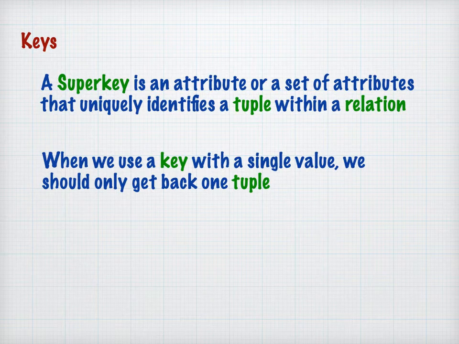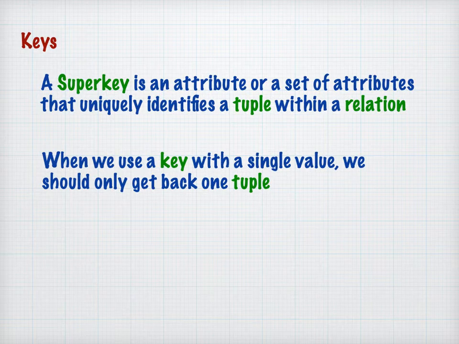And the definition of a superkey is an attribute, in other words, a column, or a set of attributes, in other words, a combination of columns, that when you look at the data values in those, it will uniquely identify a tuple within a relation. Now you can visualize this as being like, if you use this key, whatever this key is, you will only get one row back. You will only get one tuple back. It has that uniqueness property that we're actually looking for.